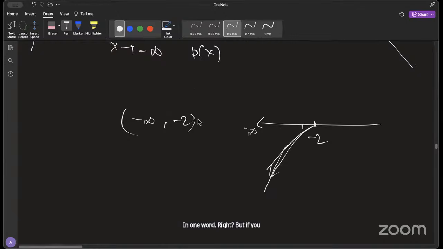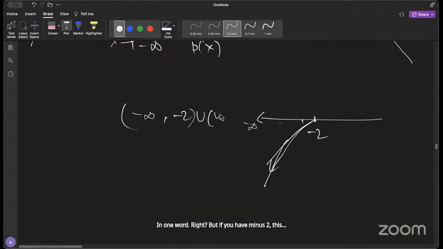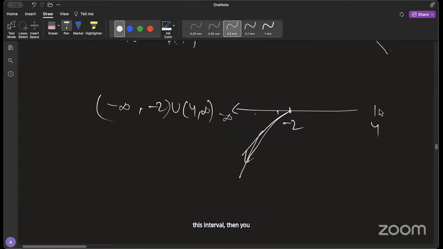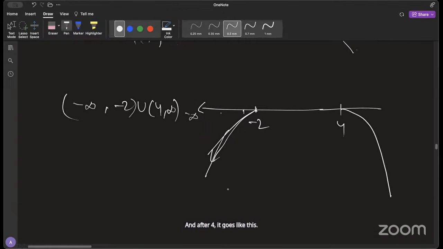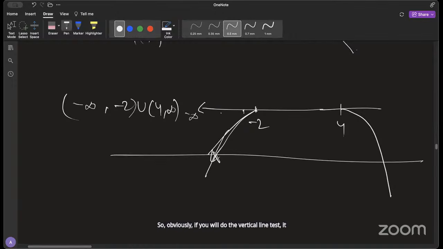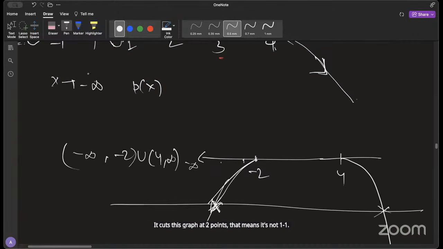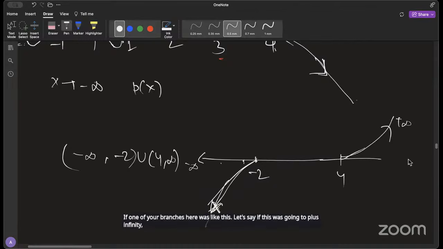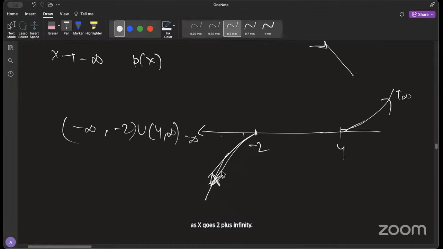But if you have minus 2, this, and the union is taken with 4 and infinity, this interval, then you have 4 here, and after 4 it goes like this. So obviously, if you do the horizontal line test, it cuts this graph at 2 points. That means it's not 1-1 here, not 1-1 in this interval. When could it have been 1-1 though? If one of your branches here was like this. Let's say if this was going to plus infinity as x goes to plus infinity, then this will be 1-1, right?